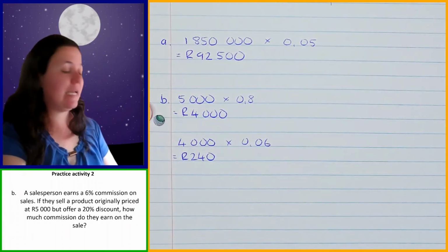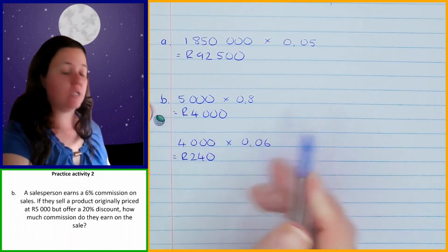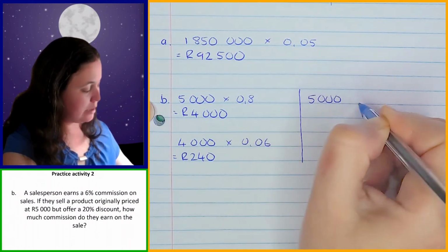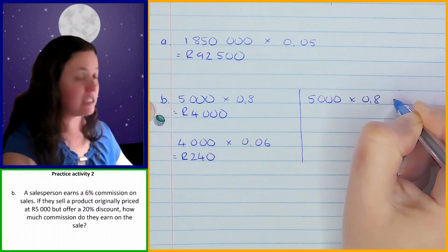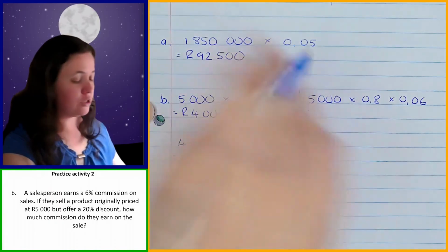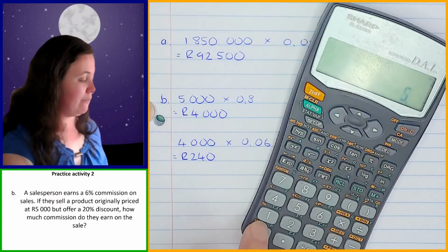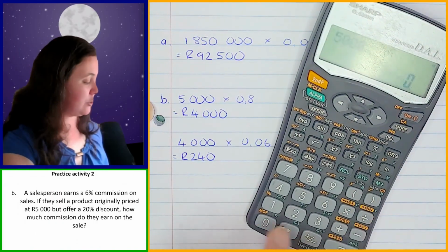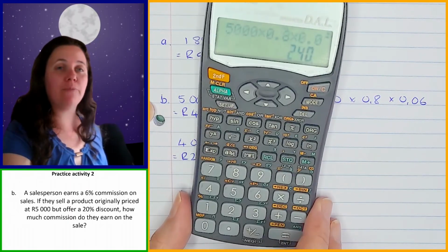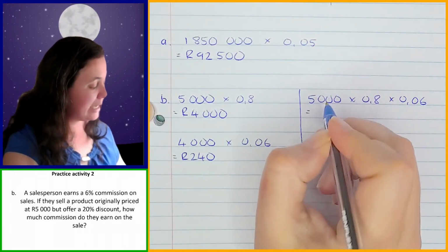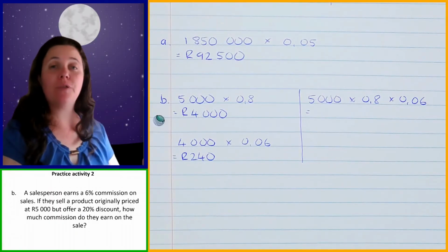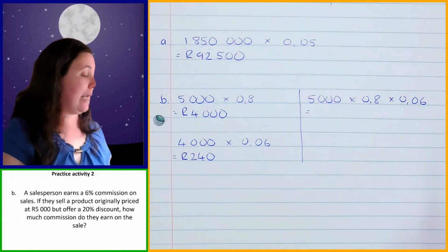Okay, now once again, it's also possible to do this in one calculation. So you can take the 5,000 multiplied by the 0.8, and then straight away you can multiply it by the 0.06, and that will also give you the same result. So if I take the 5,000, multiply that by 0.8, and then multiply it by 0.06, it will also give me that 240 Rand. So you can do it all in one go, because remember, multiplication, you can move things around, you can do it in a different order, and it doesn't matter.